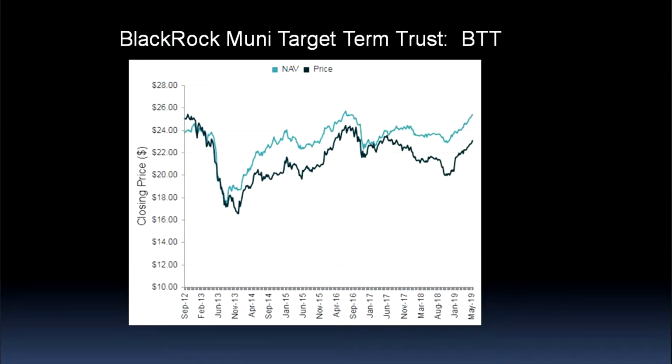This is a graph of the market price and net asset value of a fund that Biltmore often uses to enhance returns for its clients. The ticker symbol of the closed-end fund is BTT. Notice that unlike the ETF shown earlier, the market price of BTT does not track its net asset value closely.